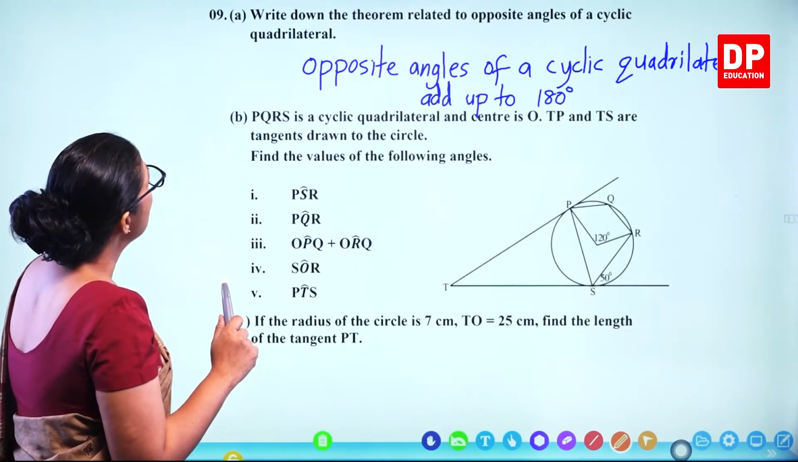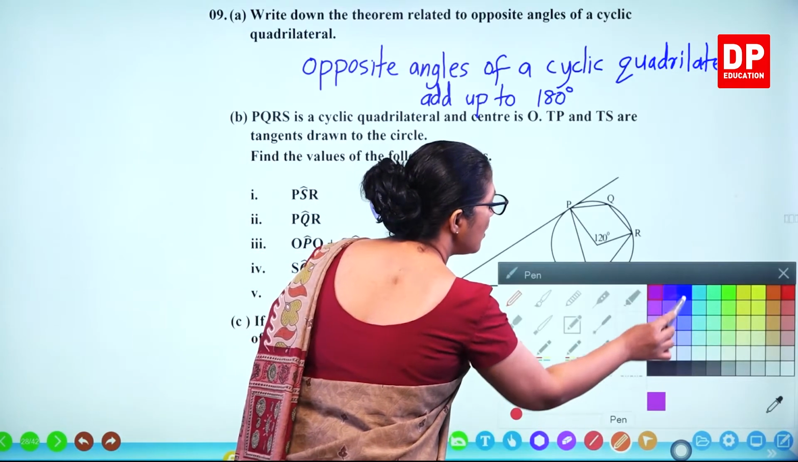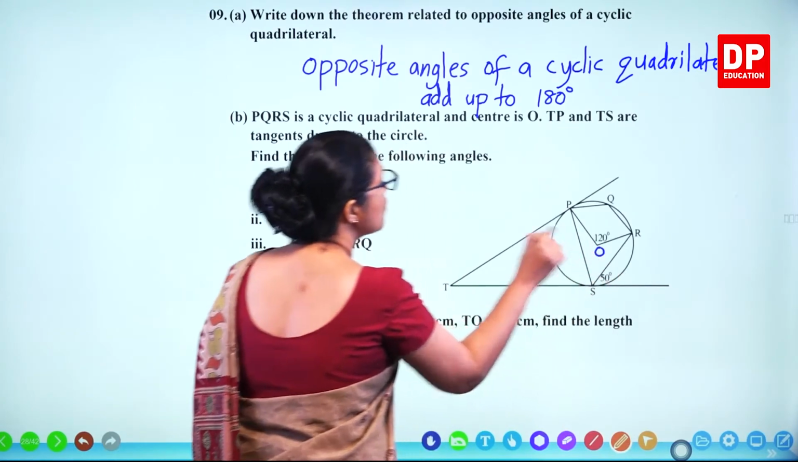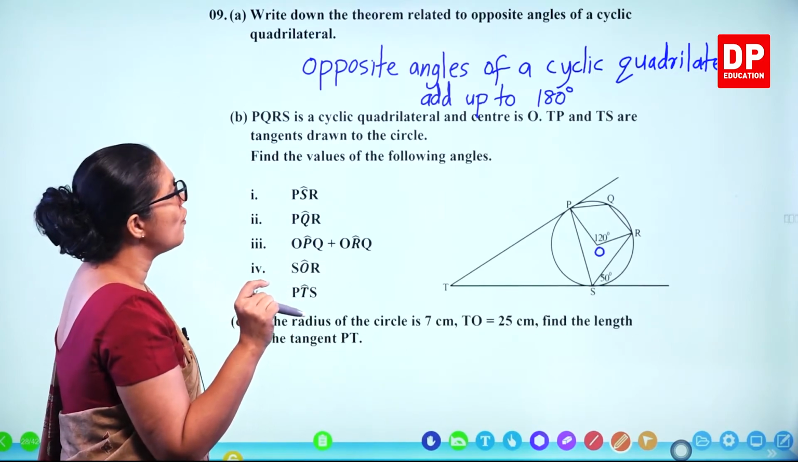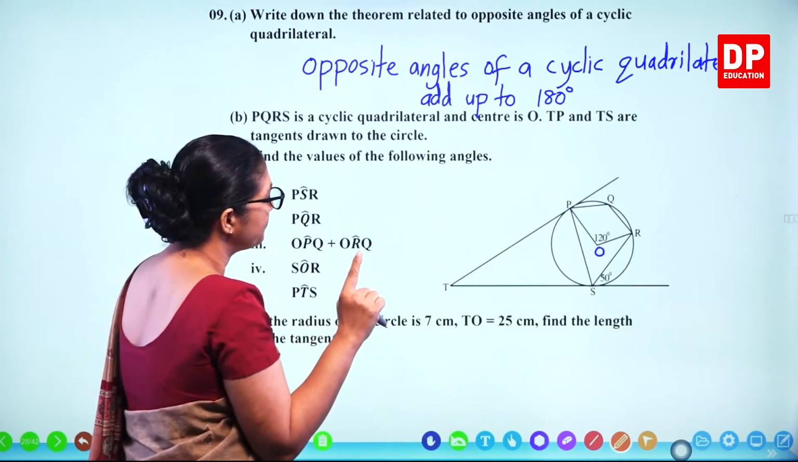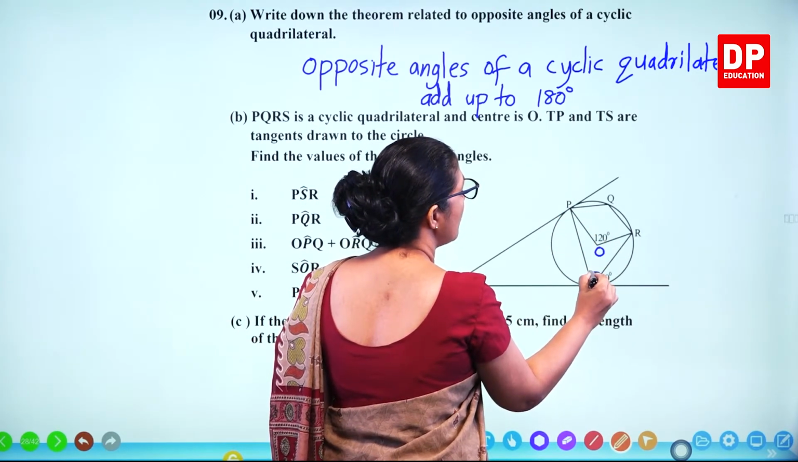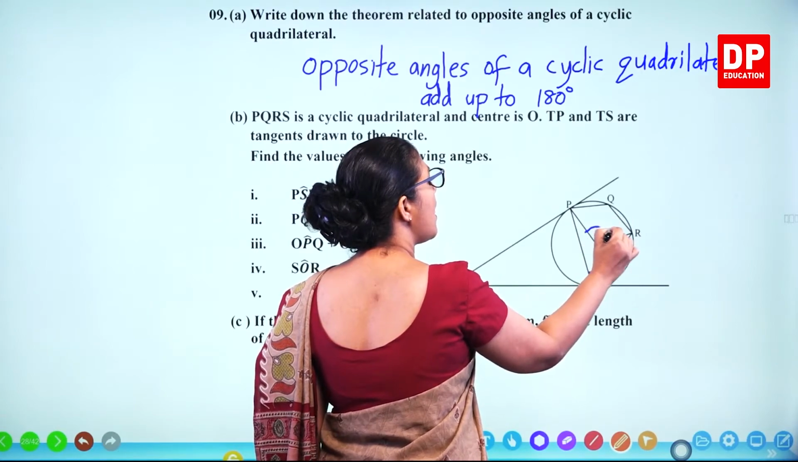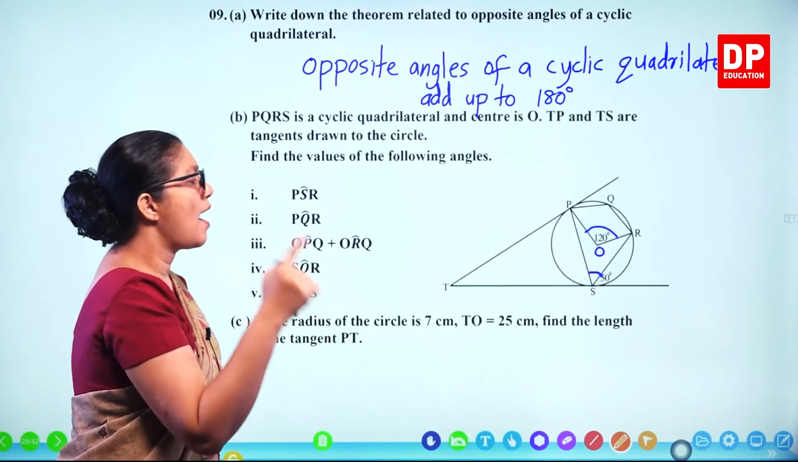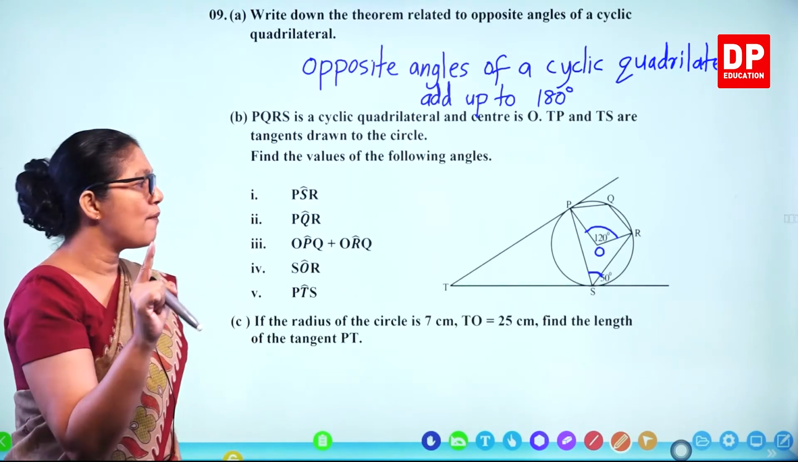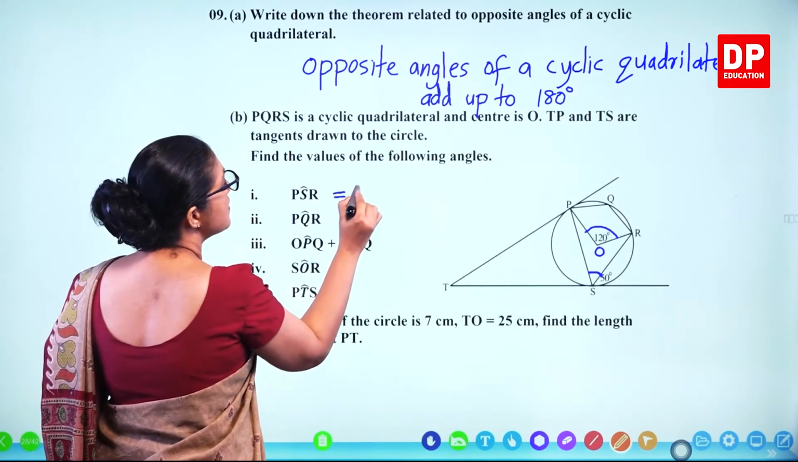Now we'll move to part B. PQR is a cyclic quadrilateral and center is O. So here you get center O, this is O. TP and TS are tangents drawn to the circle. Find the values of the following angles. PSR, this angle. Look at it carefully. This is given 120. Angle subtended at the center. So the other one, angle subtended on the circumference, is half of that. So what is the PSR angle? That's 60 degrees.